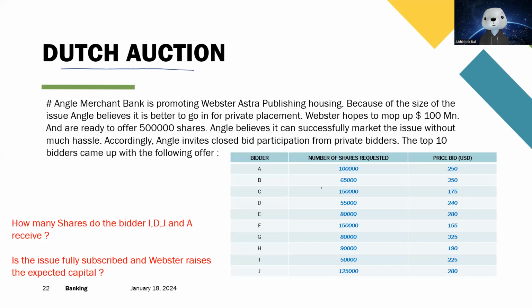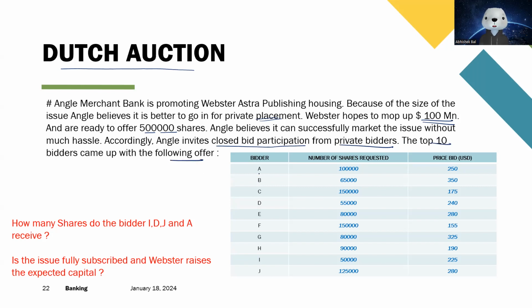Angle Merchant is promoting Webster Astra Publishing House. Because of the size of the issue, Angle believes it is better to go in for private placements. Webster hopes to mop up $100 million and is ready to offer almost 500,000 shares. Angle believes it can successfully market the issue without much hassle. Accordingly, Angle invites closed bid participation from private bidders. The top 10 bidders came up with the following offer.